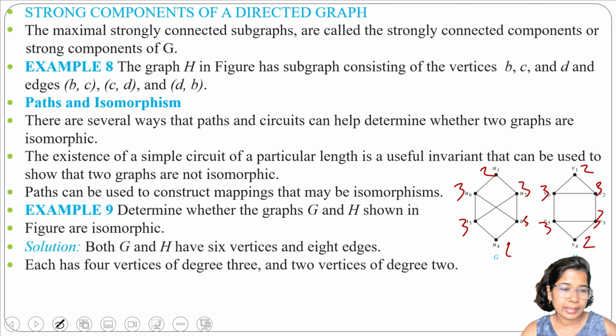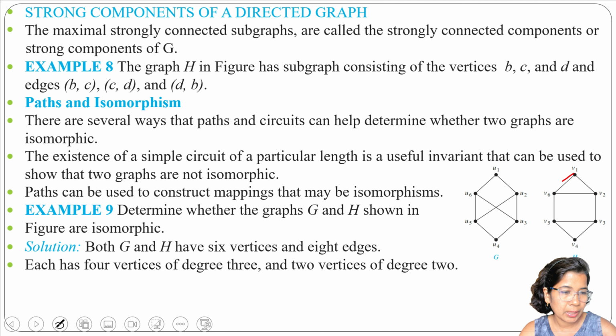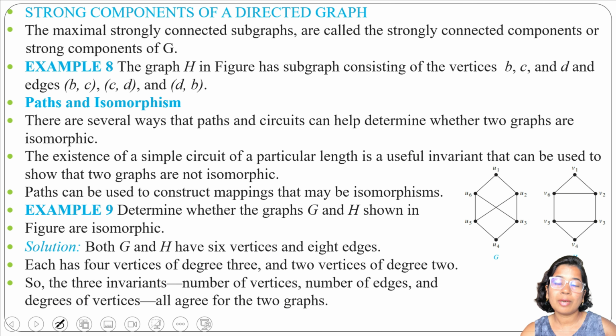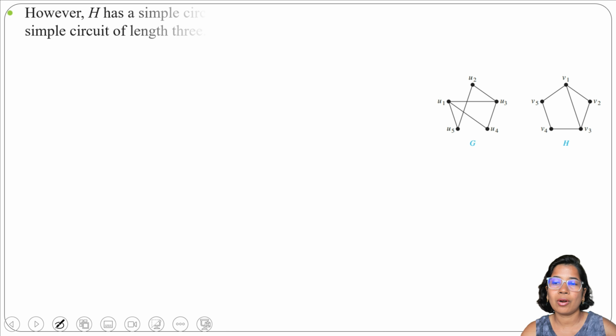So now after the degree sequence, we will check whether both have circuits of the same size or not. Now in graph H, B1, B6, B2 form a circuit of size 3. Now check in graph G, there is no circuit of size 3. There can be a circuit of size 4, but no circuit of size 3. Hence, both graphs G and H are not isomorphic as there is no circuit of the same size. Here, the number of vertices, number of edges and degree sequence are the same, but as both have different sizes of circuit, both are not isomorphic.